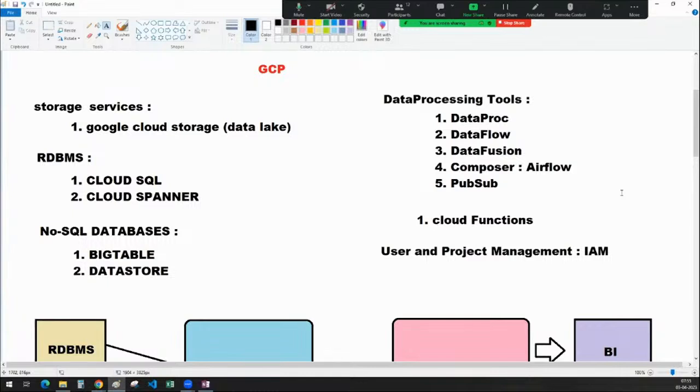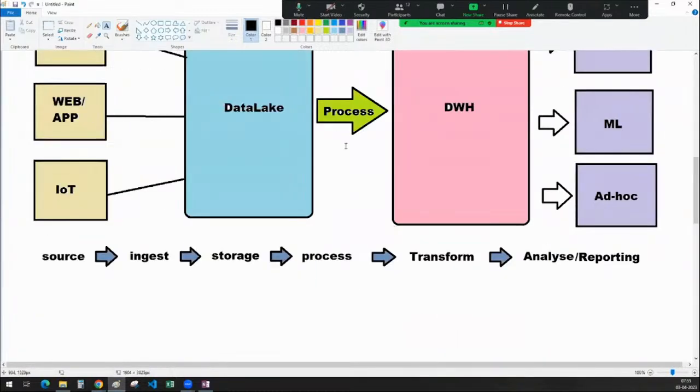So you will be able to see here data lake, Cloud Spanner, Cloud SQL, Bigtable, Dataproc, Dataflow, Data Fusion, Cloud Composer, Pub/Sub, Cloud Functions, and user and access management with the help of IAM. So these are all the tools that we are going to learn in a very detailed manner. Okay, data processing is here.